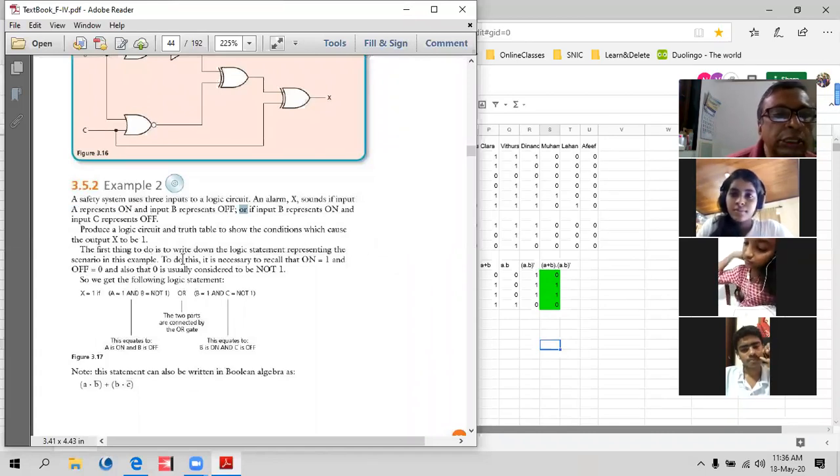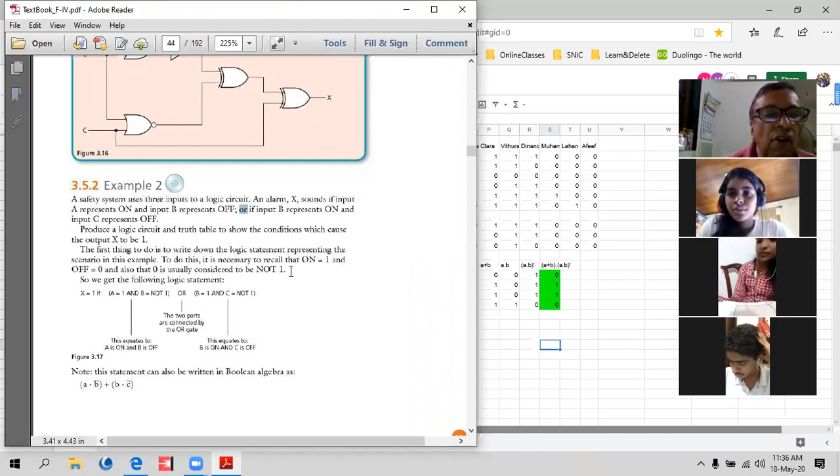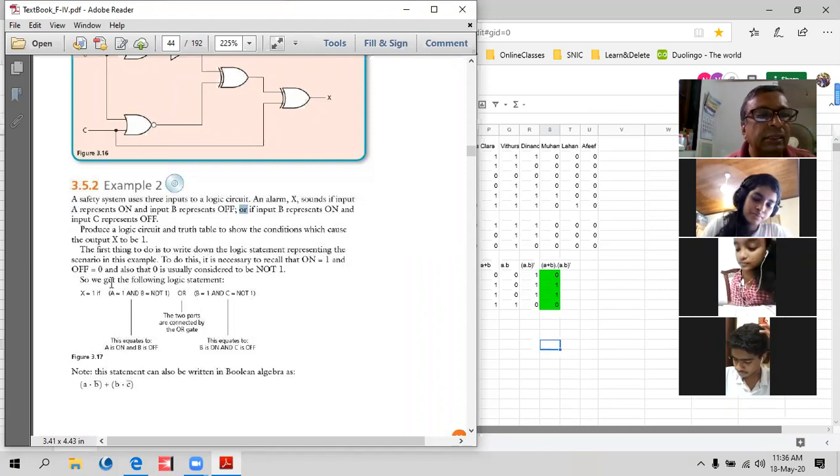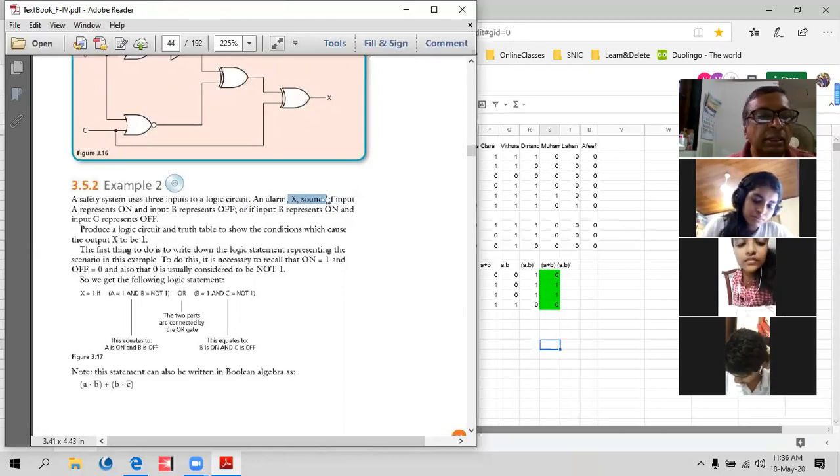The first thing to do is to write down the logic statement representing the scenario in this example. To do this, it is necessary to recall that on equals 1 and off equals 0. And also that 0 is usually considered to be not 1. Not 1, the opposite of 1. Like good, not good. Something like that. So we get the following logic statement. X equals 1, and that is this part. X sounds, right? That is X is 1.